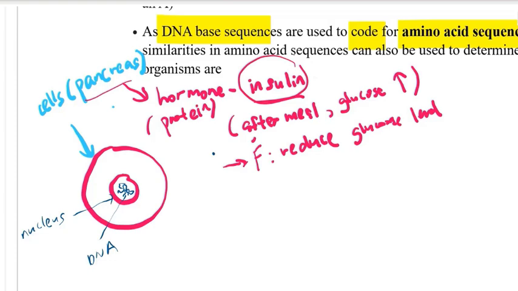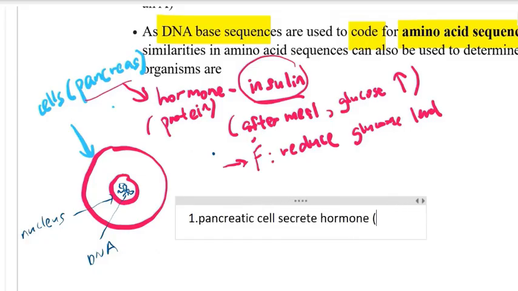Okay, so the story will be something like this. The cells in the pancreas will secrete hormones, which are a protein product. Like the pancreas cell, what do we call it? Pancreatic cell. The pancreatic cells will help to secrete the hormones. Hormones are a kind of protein product.